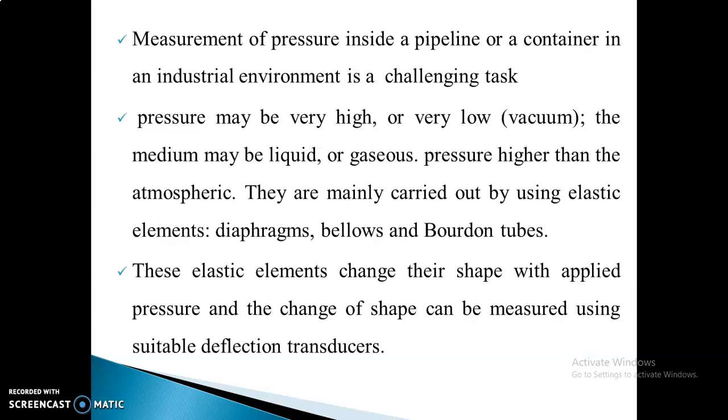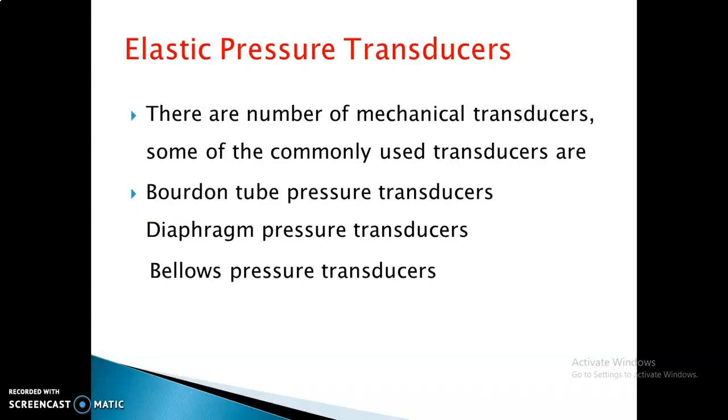For vacuum pressure, if you want to measure, elastic transducers are not suitable. Only if the pressure is higher than atmospheric can it be measured through elastic elements like diaphragm, bellows and Bourdon tubes. These are all elastic elements. They change their shape when the pressure is applied. According to the change of shape, it can be measured via deflection transducers. These transducers we are going to see now.